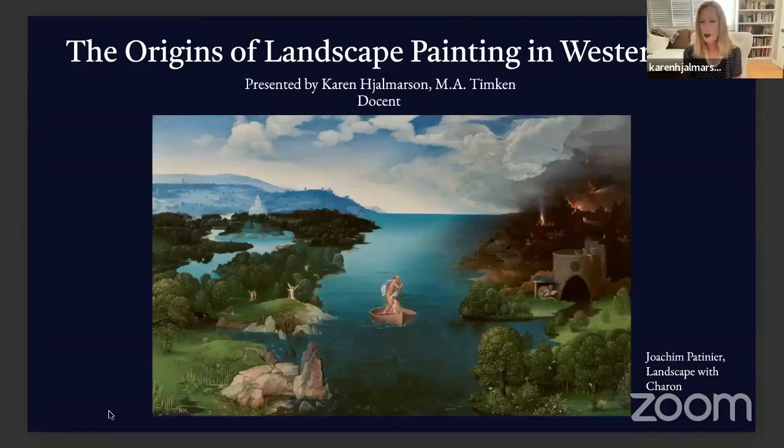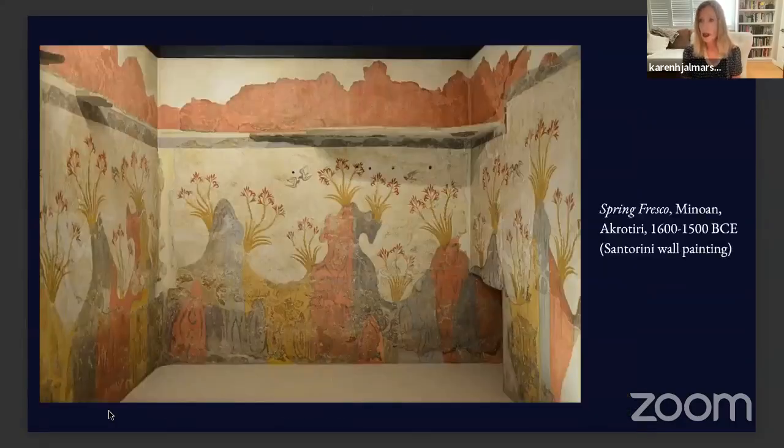As you can see, this beautiful landscape with Charon, and we will talk about this as Netherlandish, but I just want to go over some of the aspects of landscape painting, the history of it. The earliest landscapes actually originate in the Minoan culture on the island of Santorini. This is perhaps one of the earliest landscapes ever known. We do have landscapes from ancient Egypt, which were created about 1350 BC. So they're a little later than this Minoan landscape.